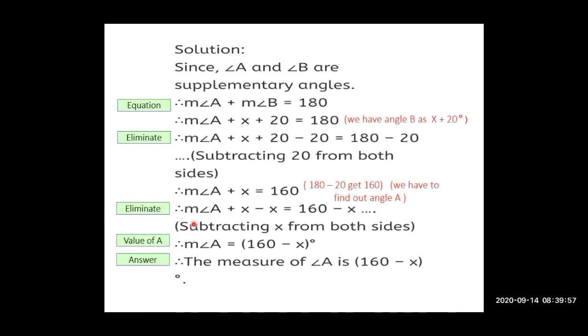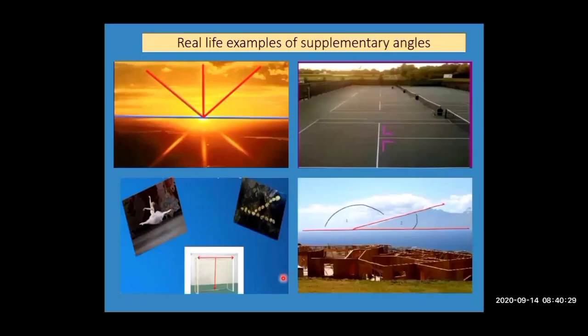Eliminate. Therefore measure of angle A plus x minus x equals 160 minus x, because we have to find angle A. So subtracting x from both sides, the measure of angle A equals 160 minus x. Our answer is that the measure of angle A is 160 minus x. Okay, students, so here our practice set number 17 is over.